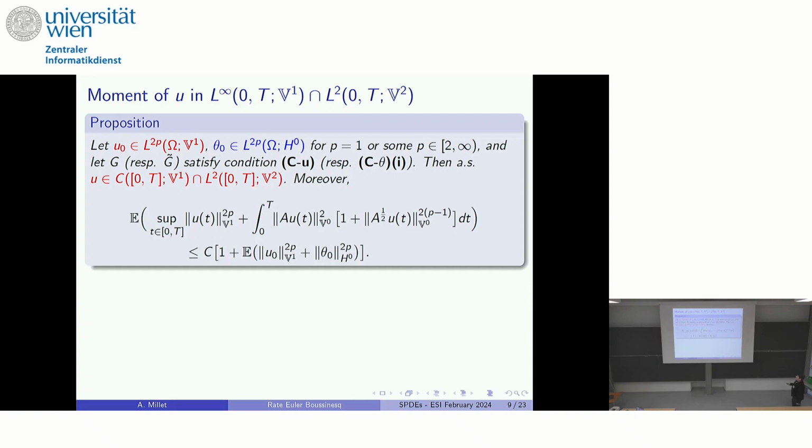Then almost surely my velocity is going to take values in H1. It's going to take values in V2 in a time-integrated sense. And uniformly in time, I'll be able to have bounds on the 2p moments if I start with 2p. Okay, so that's very good. And here, of course, I just look at the L2.